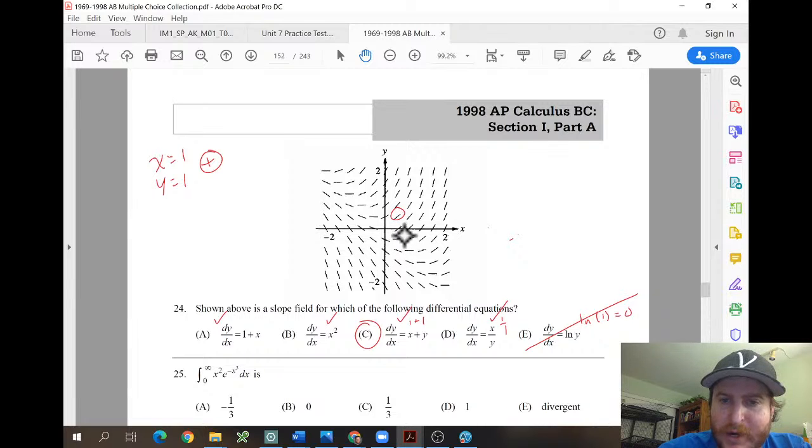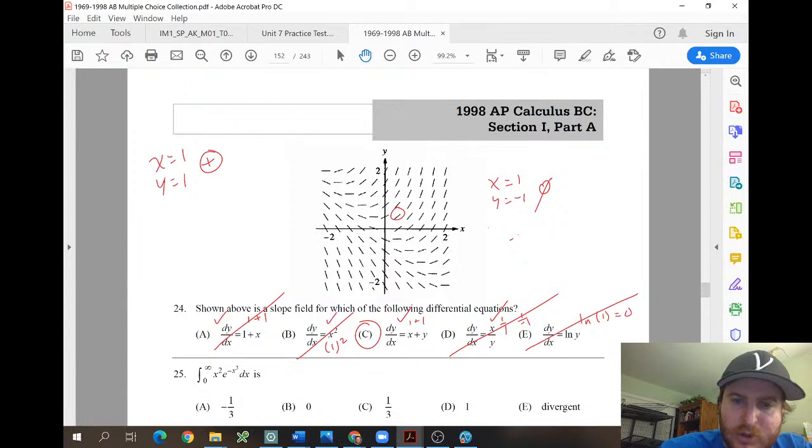So if we plugged in 1 and -1, x is +1, y is -1, I'm supposed to get 0. Well, 1 plus 1 doesn't give me 0. 1 squared doesn't give me 0. And 1 divided by -1 doesn't give me 0, so it's choice C. You could have tried to plug in other values, but really that's an easy pattern that we see across. And so we picked that out.